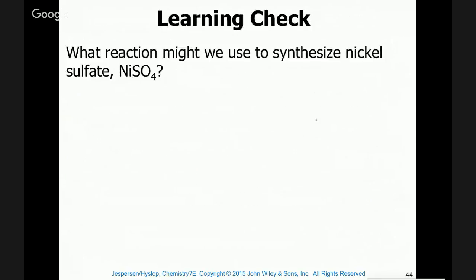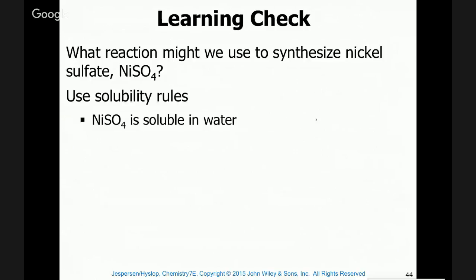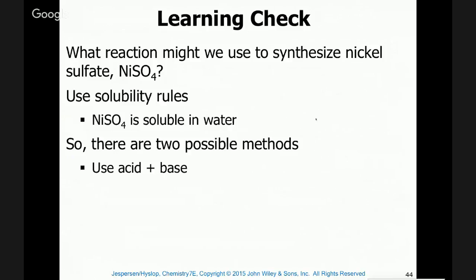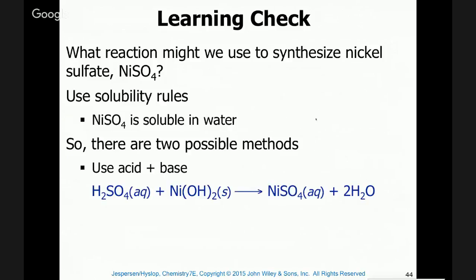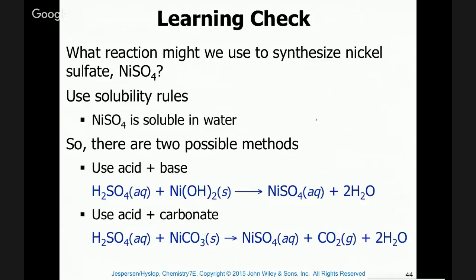So what reaction might we use to synthesize nickel sulfate? Use solubility rules. Nickel sulfate is soluble in water, so there are 2 possible methods: use acid and base, or use acid and carbonate for that product.